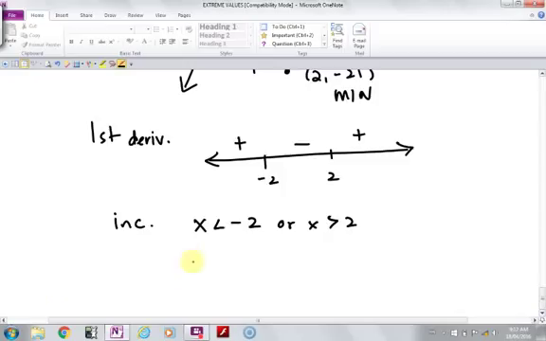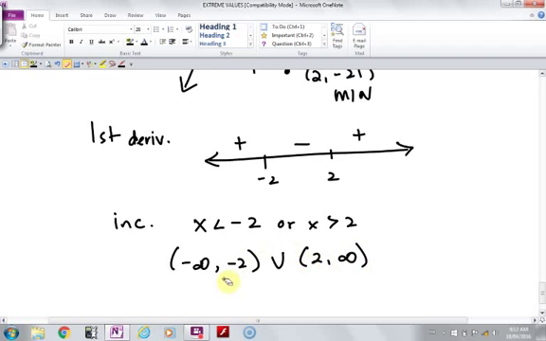Or to show it in interval notation, we say negative infinity to negative 2 union 2 to infinity. Okay? So it means this or this. That's where we're going to find our x values where we're increasing in the function. So this union just means the same as or. It's not a capital U, it's just a U shape. So you could also just write or if you'd rather.